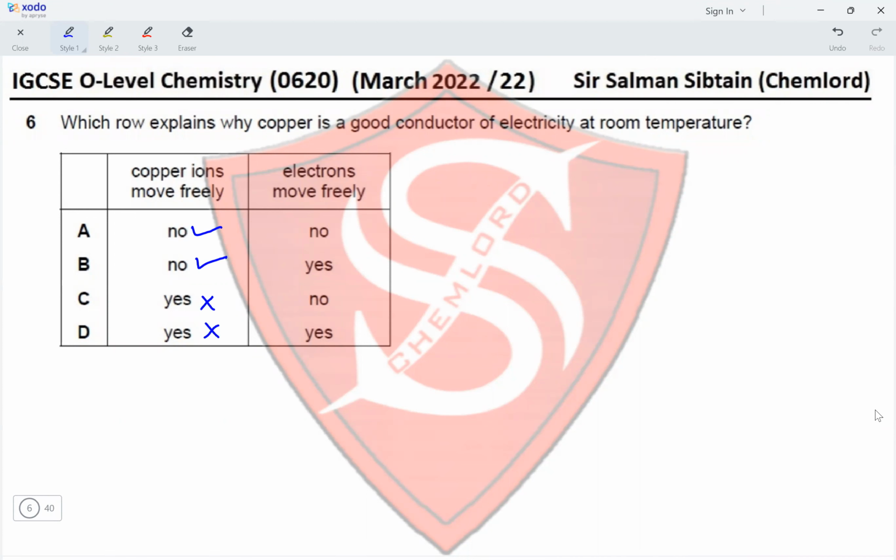Next, electrons move freely. Yes, electrons in a metallic lattice will move freely, eliminating option A and making option B the correct option for this question.